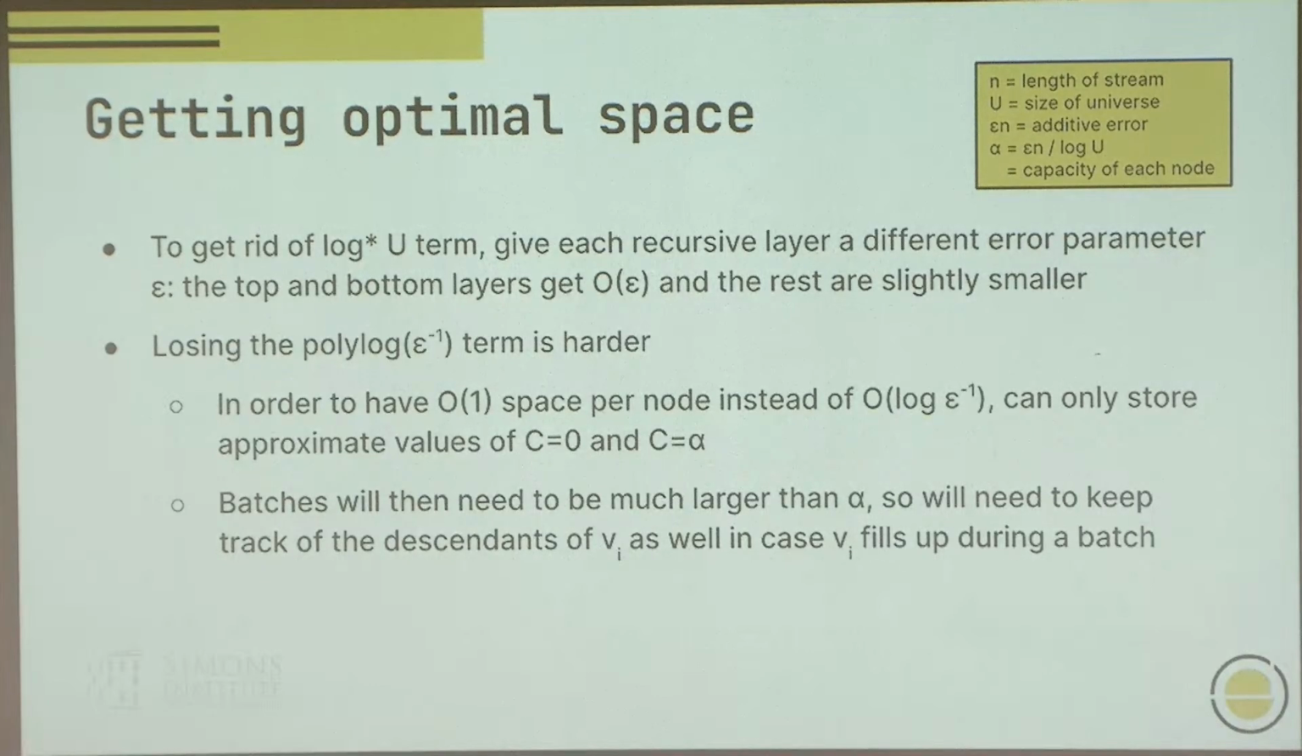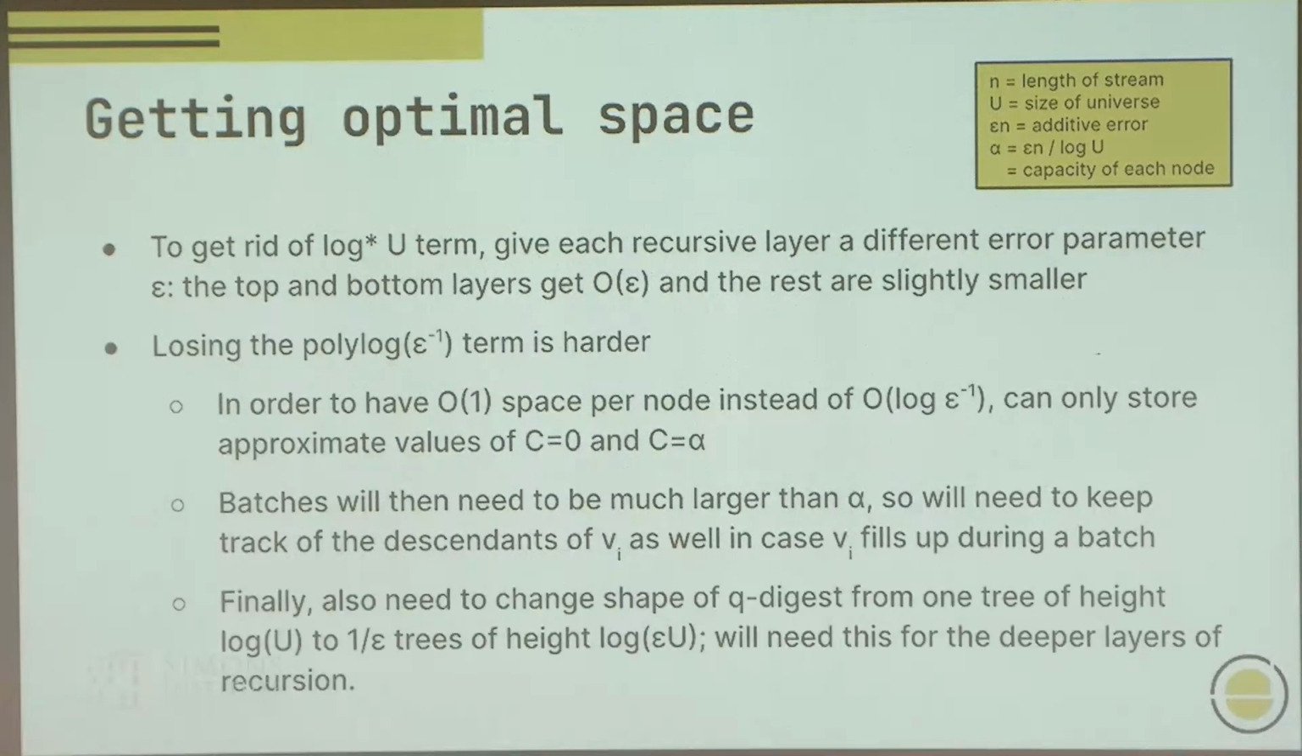The other one comes from the fact that if you repeat this recursively, you actually only get down to u equals 1 over epsilon times log 1 over epsilon, when you really want to get down all the way to a universe size of 1 over epsilon. So to deal with that, actually, the Q digest tree has one tree of height log u. You can split this up into 1 over epsilon trees and have their heights be log epsilon u. And this basically allows you to bring the recursion all the way down to u equals 1 over epsilon. Okay, again, my point here was just to give the rough ideas of how you can get there. I'm not saying anything formal here.